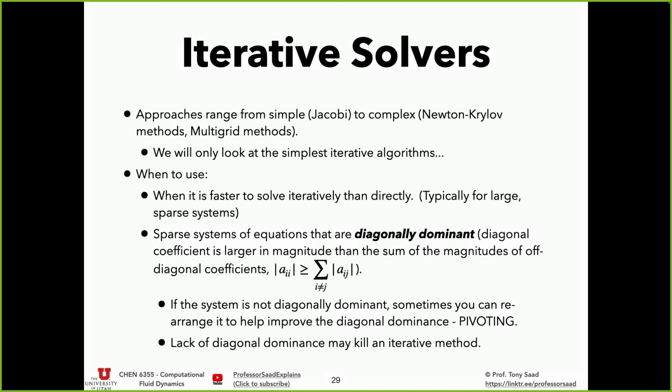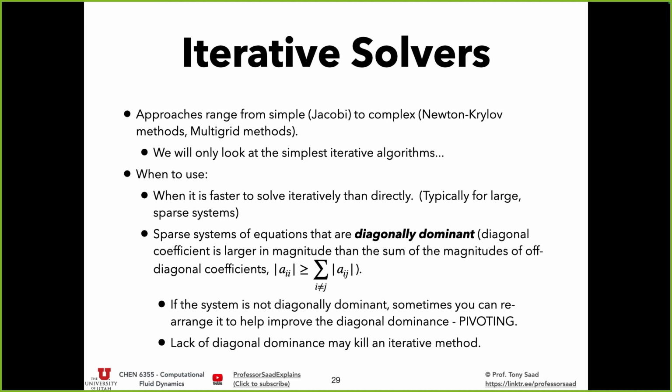Now think about the Poisson equation. We had 2 in the middle and 1 on each side. So this condition is satisfied. But if you had 2 and 1 and 2 on the other side, this condition will break the iterative solver. Okay? So you need to have this condition satisfied for all your equations.